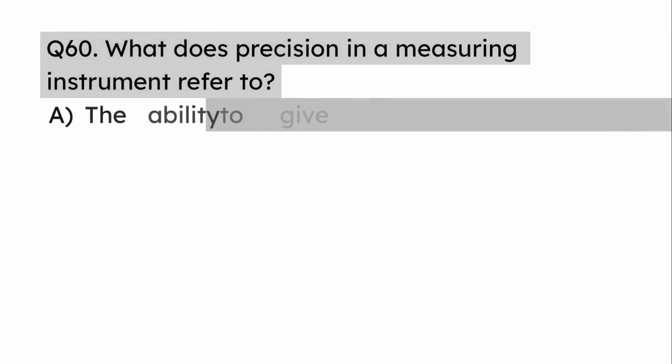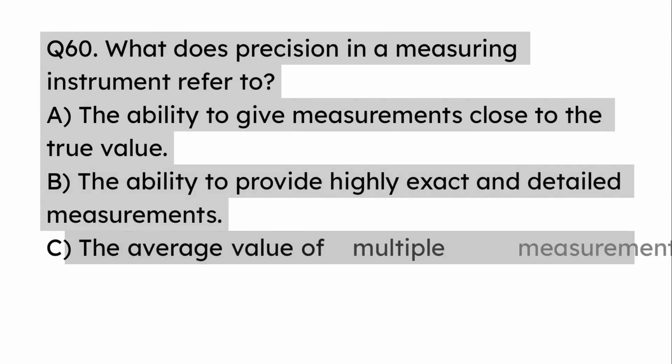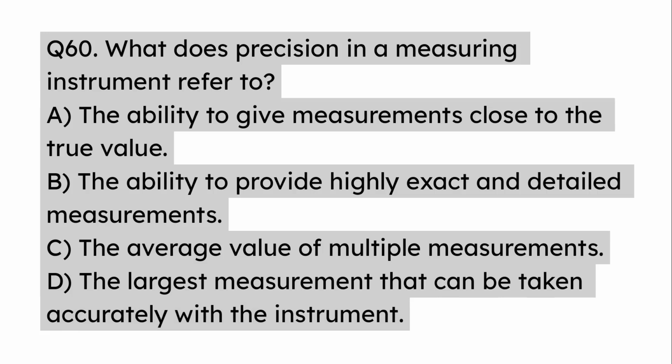Q60. What does precision in a measuring instrument refer to? A. The ability to give measurements close to the true value. B. The ability to provide highly exact and detailed measurements. C. The average value of multiple measurements. D. The largest measurement that can be taken accurately with the instrument.